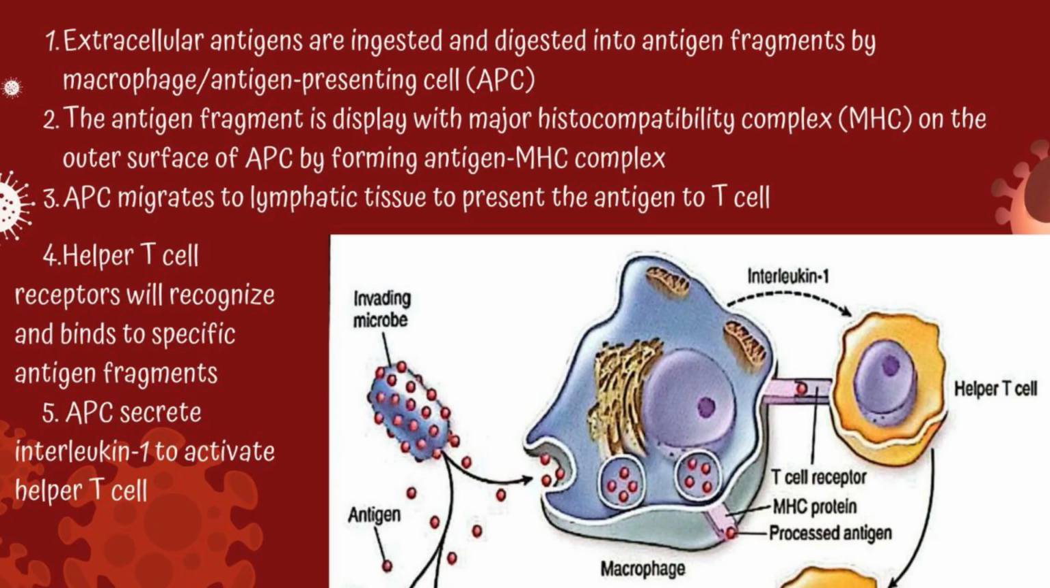Next, APC migrates to lymphatic tissue to present the antigen to T cell. Helper T cell receptors will recognize and bind to specific antigen fragments. APC secretes interleukin-1 to activate helper T cell.